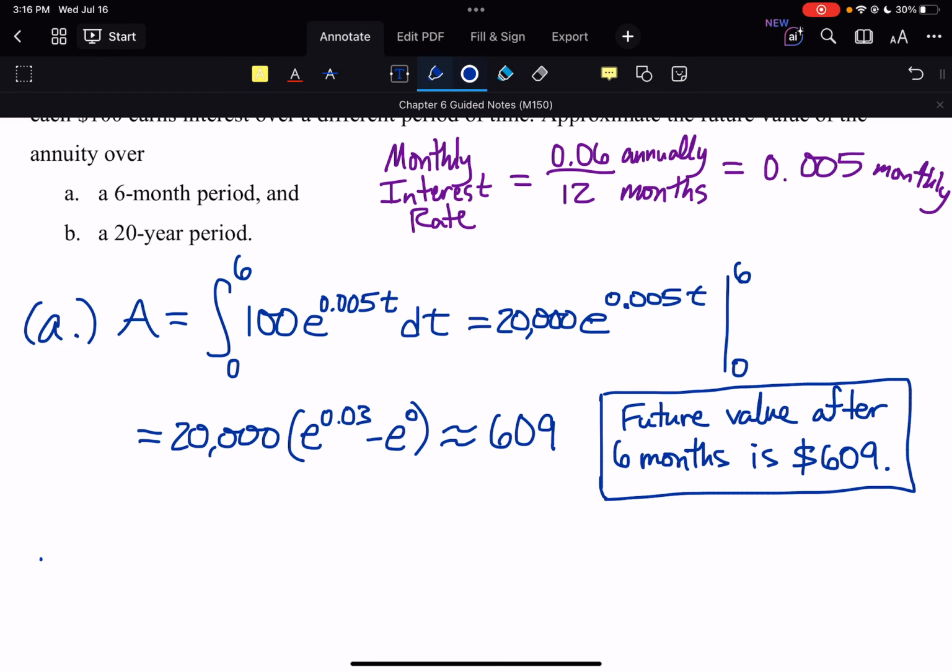Now for part B, we're going to do the same thing, but over a 20-year period. Now, all of the calculations we've been doing here are in terms of months, so if we want to do this consistently, we're going to need to convert this into months. So 20 years times 12 months in a year is 240 months.